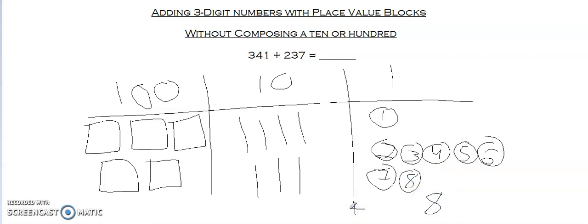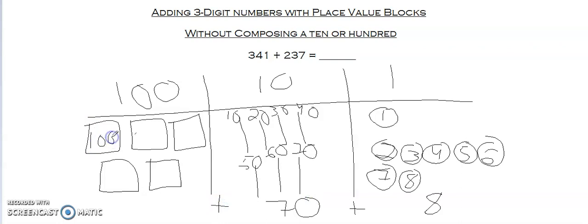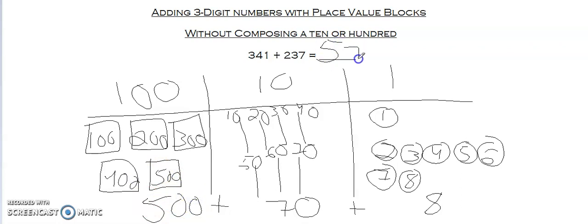And let's count my tens. 10, 20, 30, 40, 50, 60, 70, and 100, 200, 300, 400, 500. So 500 plus 70 plus 8 is 578.